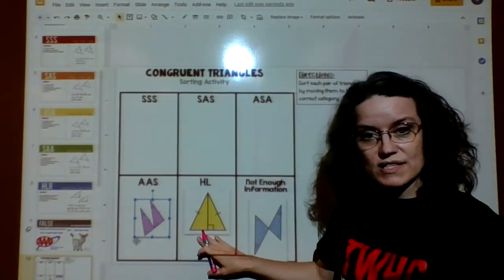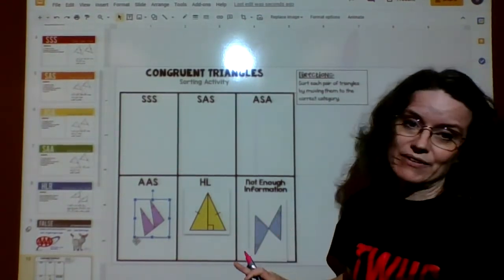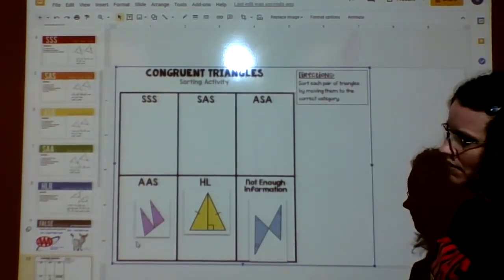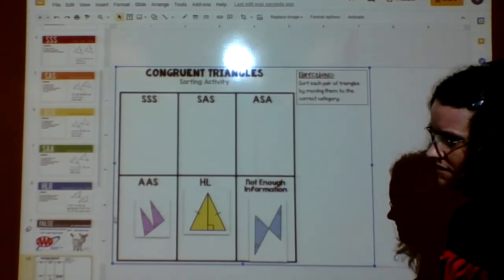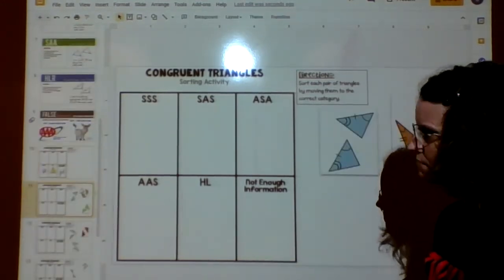These two triangles can be congruent by hypotenuse, leg. But these two triangles, I don't have enough information to tell if those guys are congruent. Okay? And so now, let's scroll down to a next one and try a couple more.